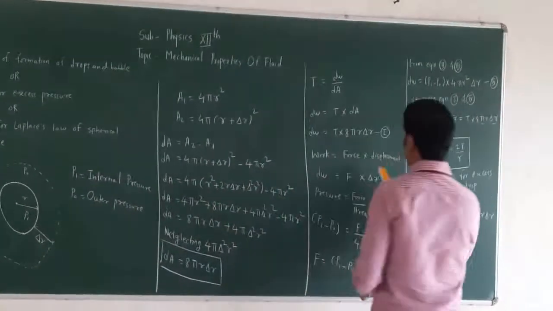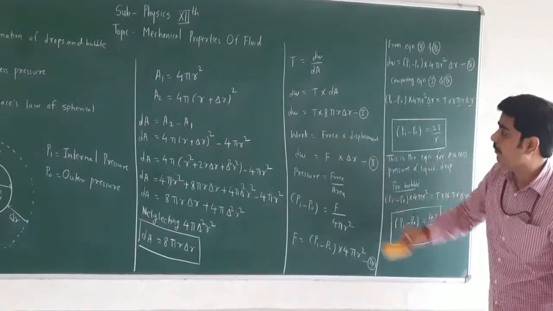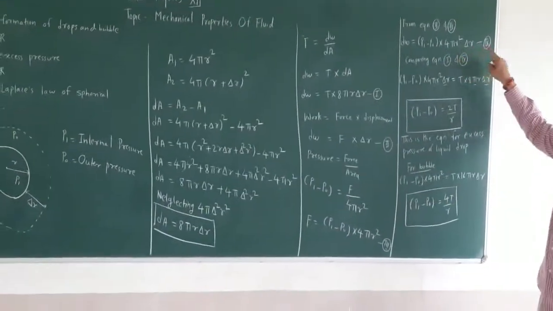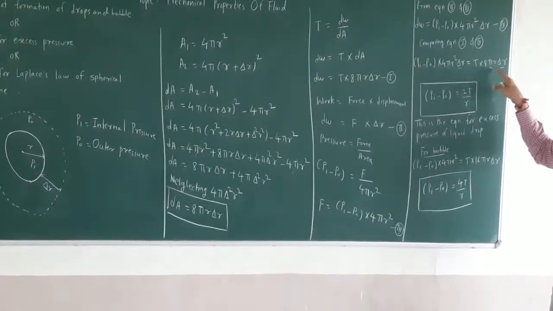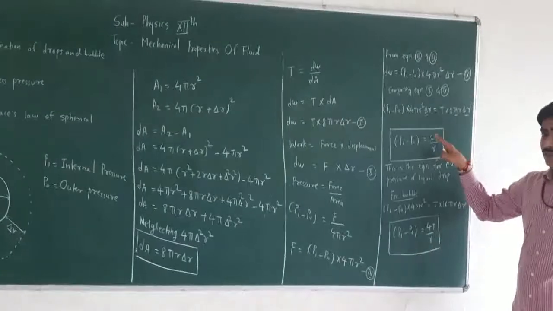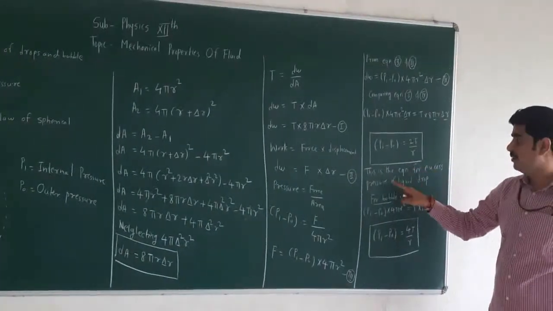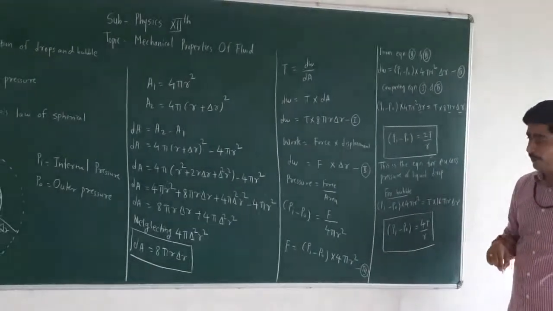Compare equation number 1 and equation number 4. In equation number 1 we have calculated the work done. Again in equation number 4 we have calculated the work done. Comparing these two, we get the equation Pi minus P naught is equal to 2T upon R. So this is the equation for excess pressure exerted by a liquid drop.